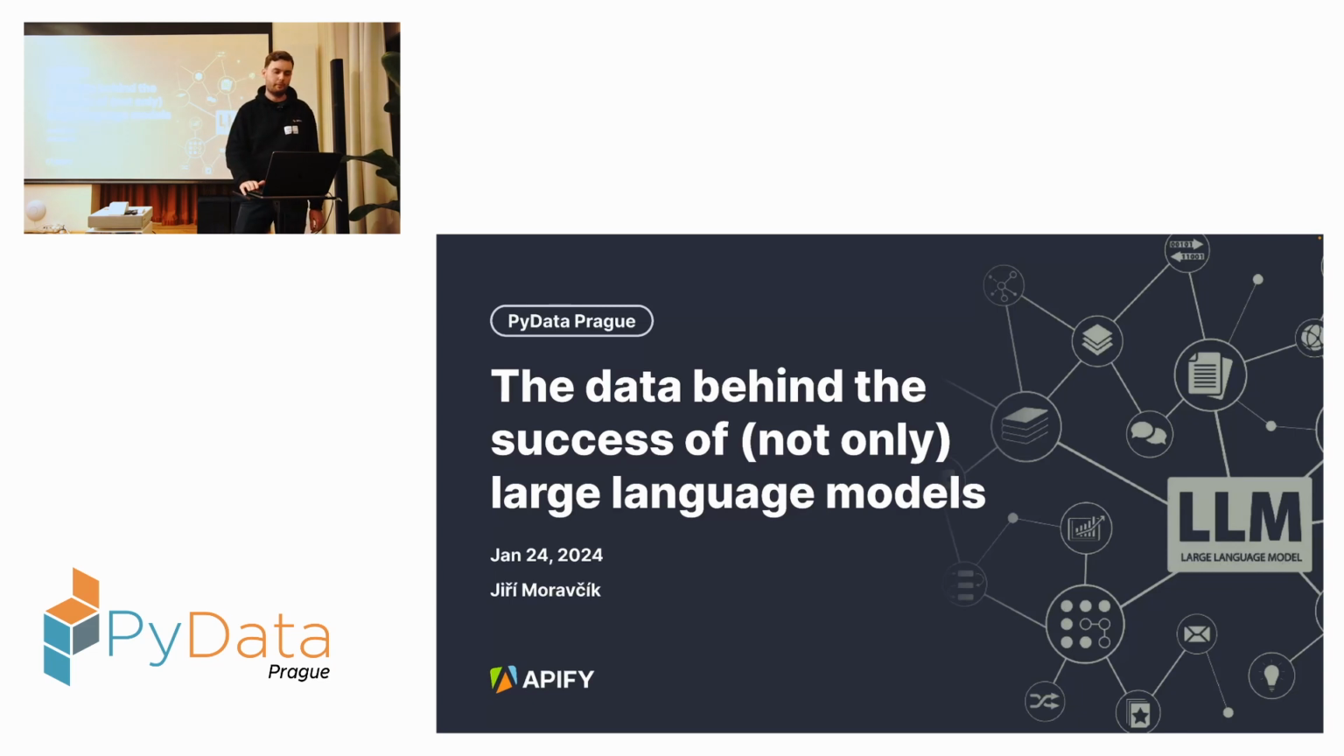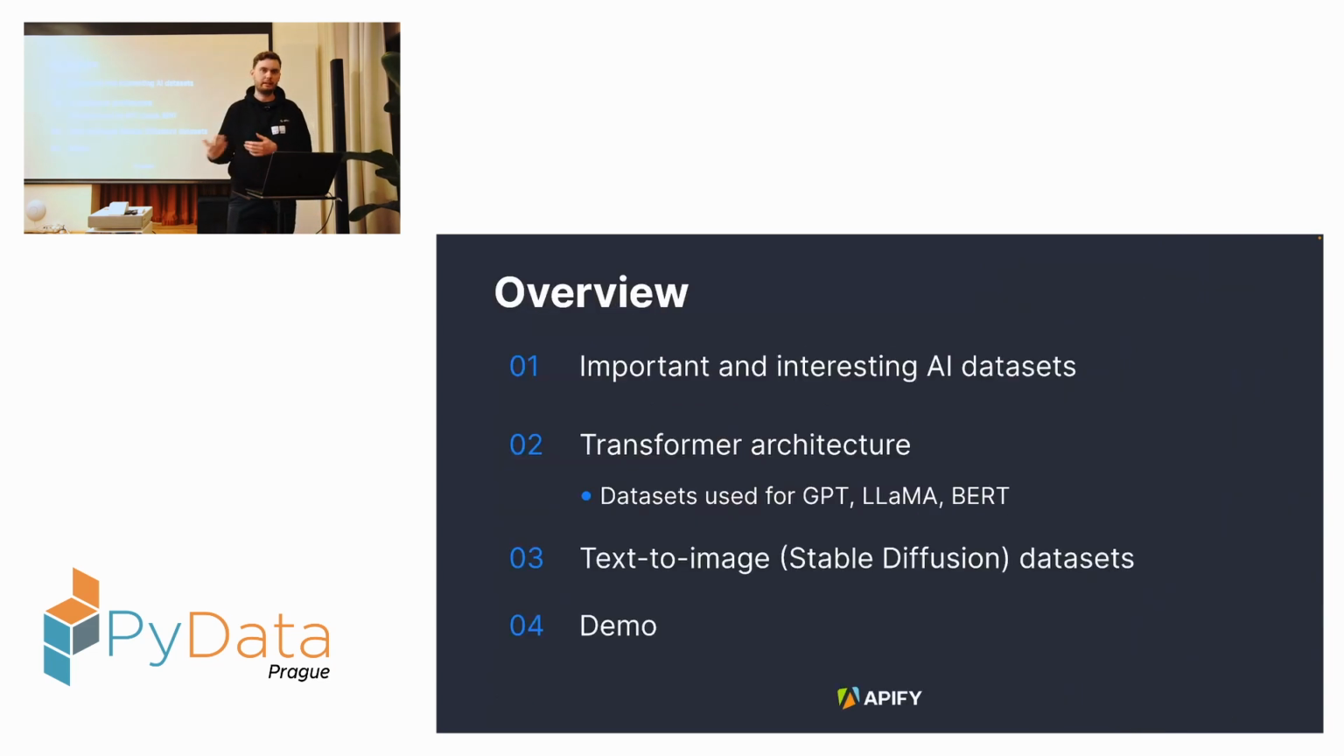Now, my talk is gonna revolve around data and data sets related to AI. First, I'm going to start with some important and interesting data sets that have set the landscape for what it is today. Then we're gonna talk about the transformer architecture and some models like GPT and LLaMA and the data sets they were trained on.